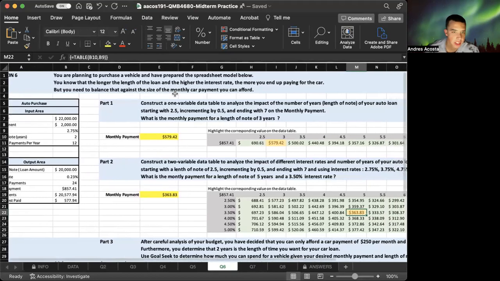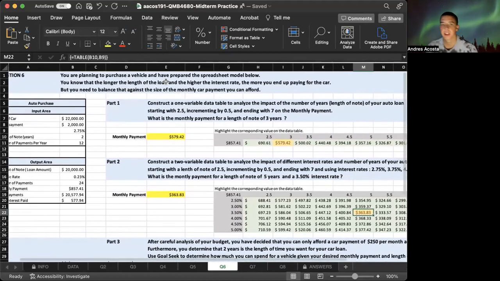Question number 6 says that you are planning to purchase a vehicle and have prepared the spreadsheet model below. You know that the longer the length of the loan and the higher the interest rate, the more you end up paying for that car. But you need to balance that against the size of the monthly car payment you can afford.